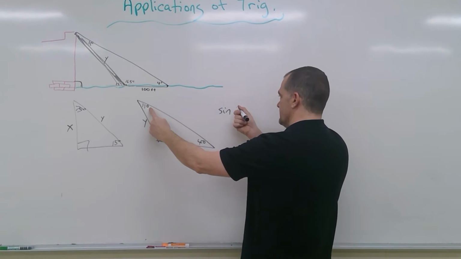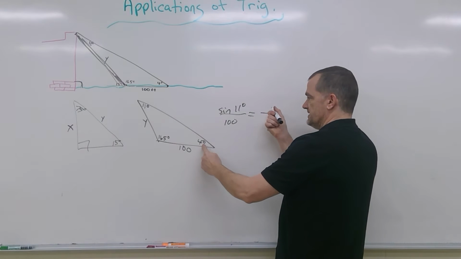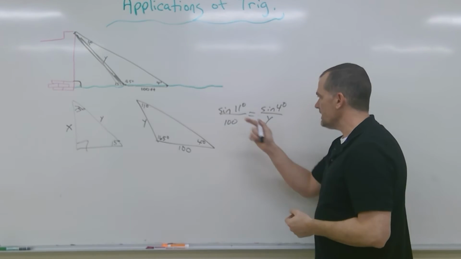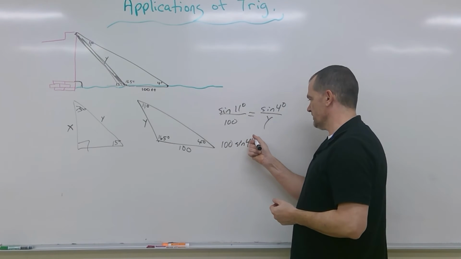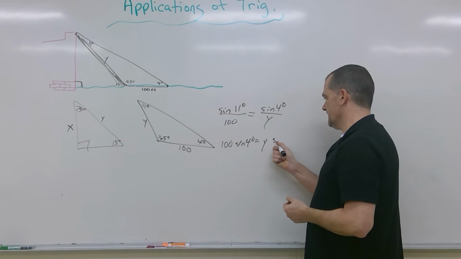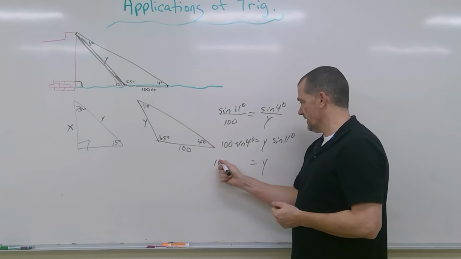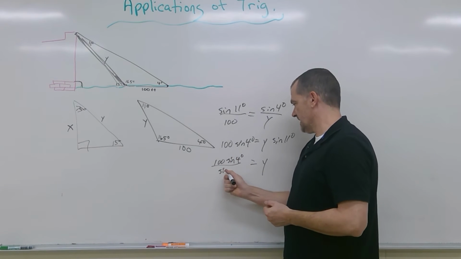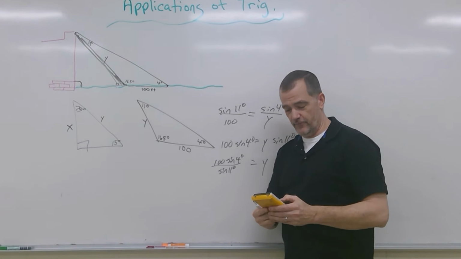So the law of sines says the sine of 11 degrees is to 100 as the sine of 4 degrees is to y. So if I cross multiply, this is 100 times the sine of 4 degrees equals y times the sine of 11 degrees. So y would simply be equal to 100 times the sine of 4 degrees divided by the sine of 11 degrees. Now, fortunately, I have my handy-dandy TI-84 calculator.